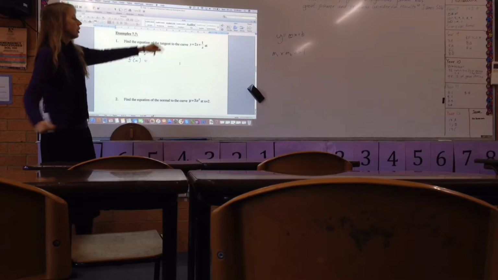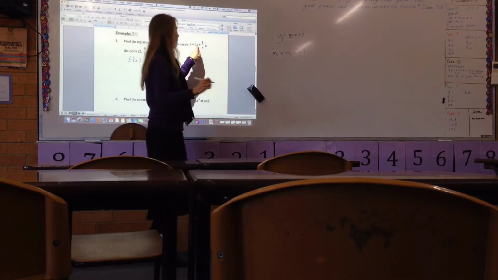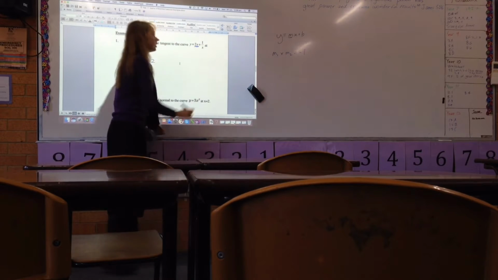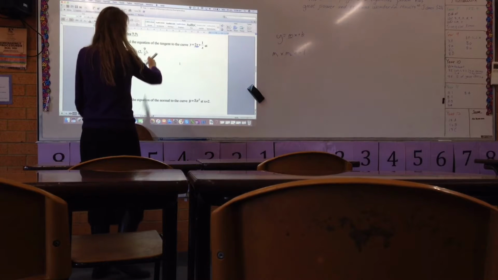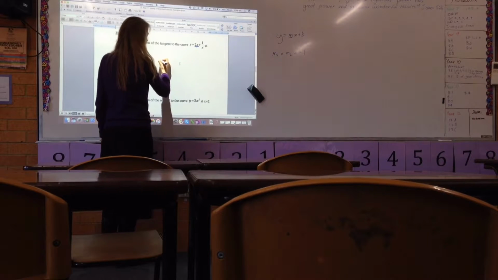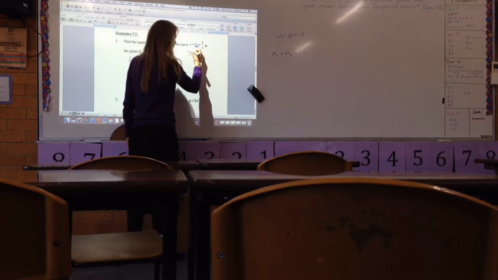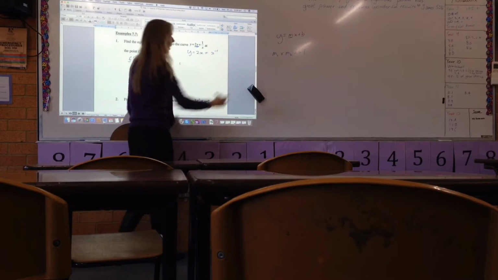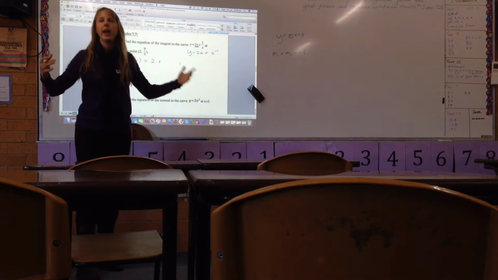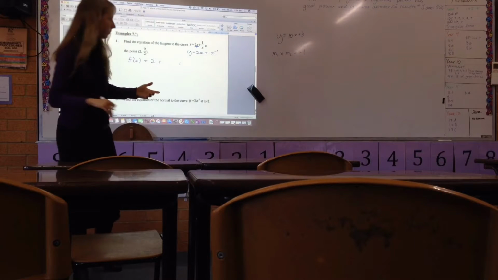That's 2, exactly, because when we have a coefficient and an x to the power of 1, it just becomes the coefficient. Okay, this one, well, let's just rewrite this. This is 2x plus x to the minus 1. Are we happy with that? Yeah. 1 over x means x to the minus 1.